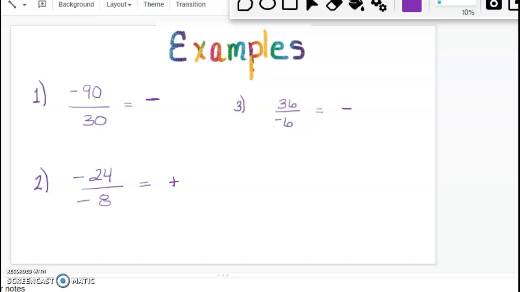Now we can go back and do the division. 90 divided by 30 is 3. Remember some shortcuts? We could chop off those zeros if we divide by 10, and then we can say 9 divided by 3 is 3. 24 divided by 8 is also 3. And 36 divided by 6 is 6, right? And we can double check it. 6 times 6 is 36. 8 times 3 is 24. 30 times 3 is 90. All right?